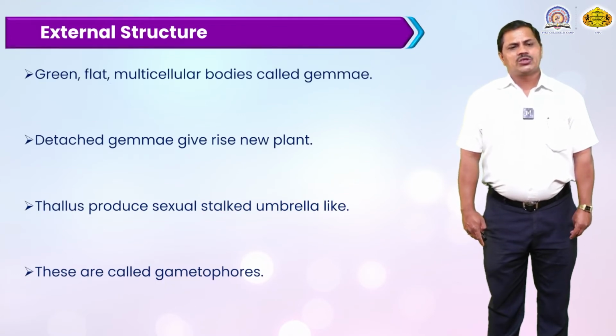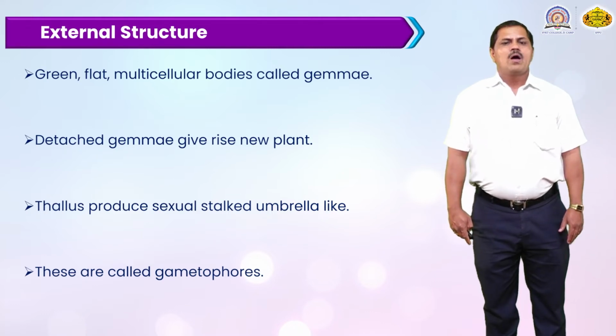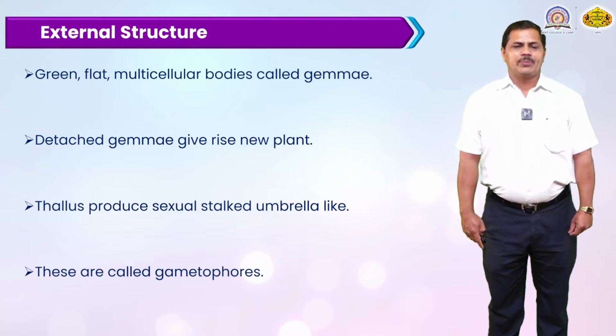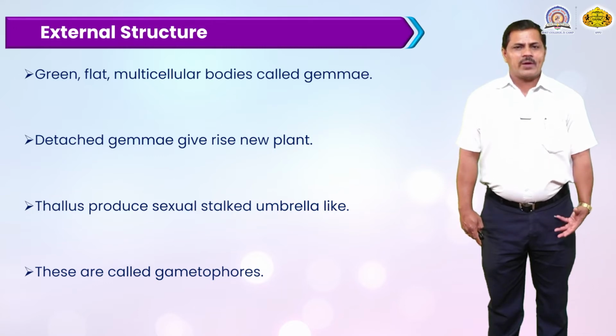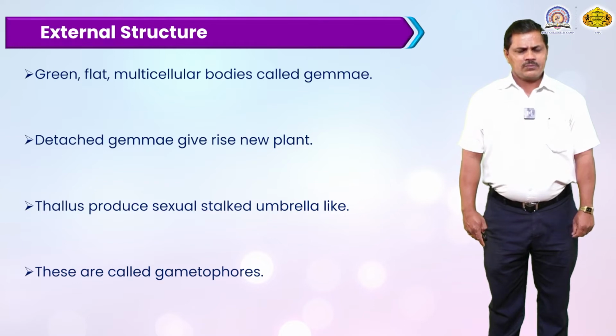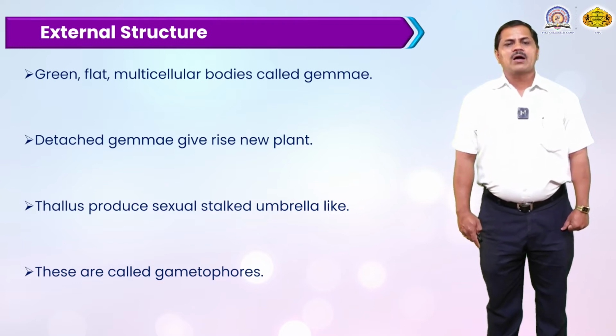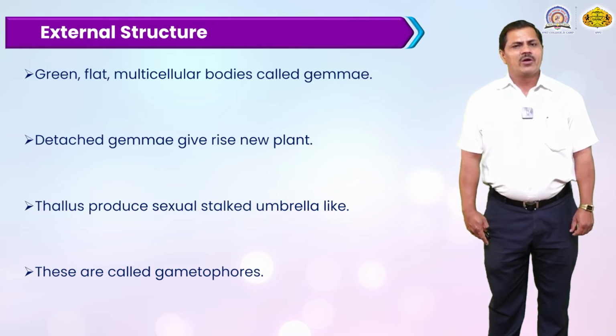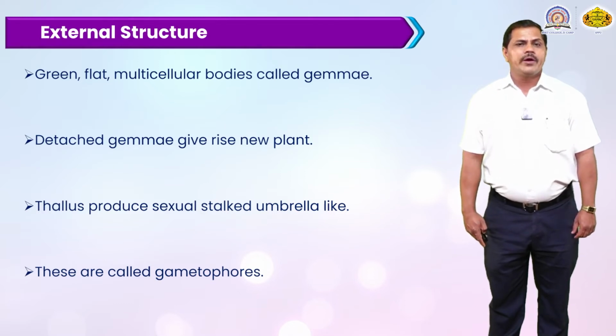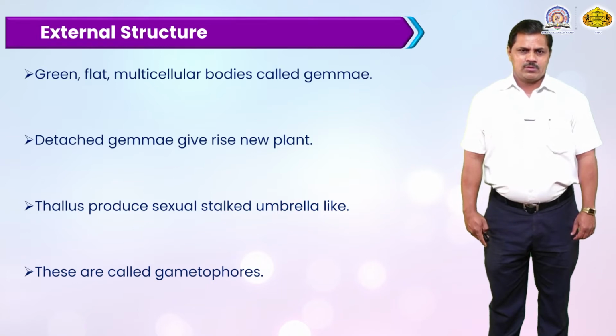Then another characteristic feature: these plants are mostly greenish in color, with flat, multicellular bodies called gemmae. This gemma structure is multicellular and flat, and it sits in a cup-like structure, hence it is called a gemma cup. Detached gemmae give rise, in favorable conditions, to new individual plants.